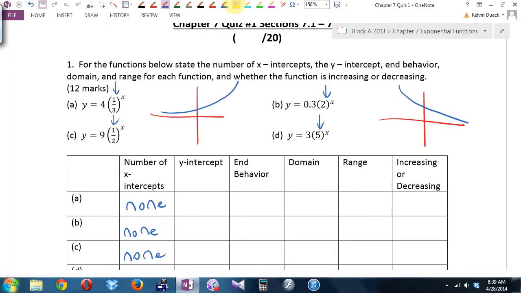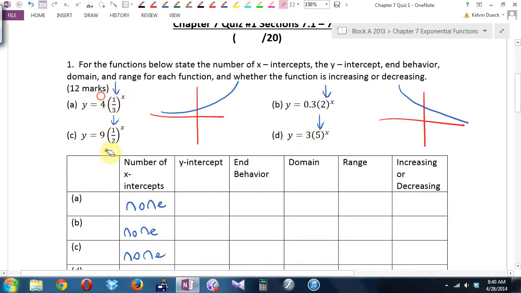The y-intercept is the leading coefficient. The y-intercept is that there. Because the y-intercept is when x is 0. If you put a 0 in for the exponent, you'll have some number to the 0 power. Any number to the 0 power is 1. So what you really have is this number times 1.